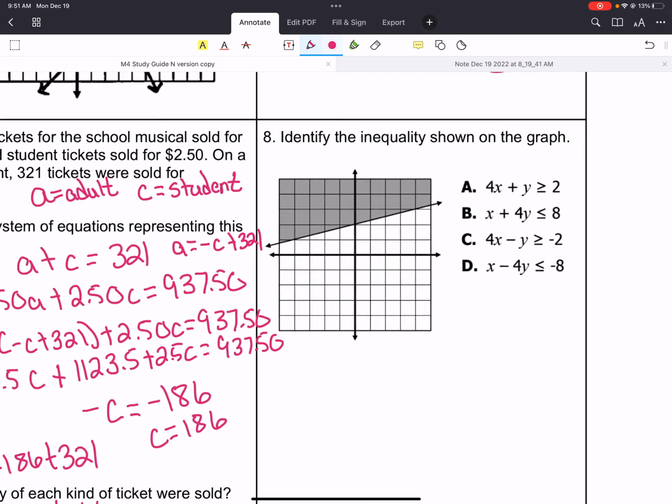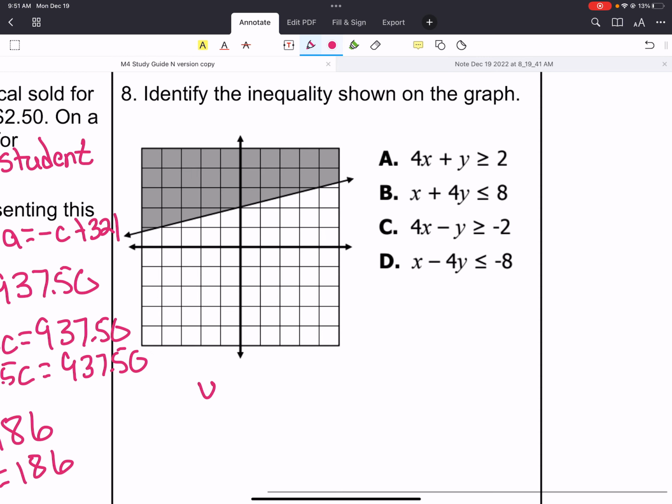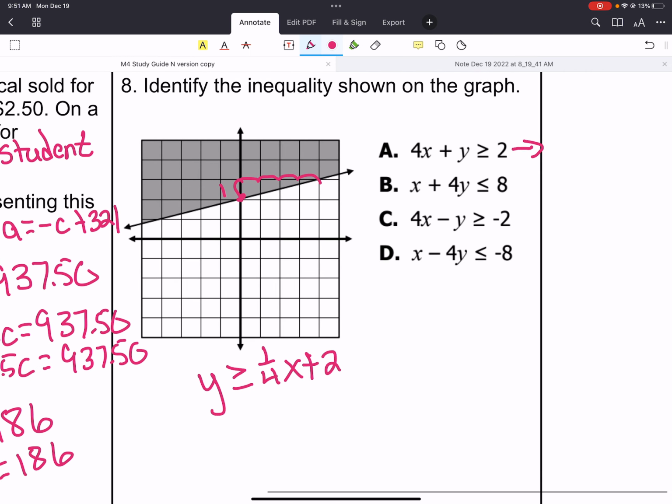For number 8, identify the inequality. What I like to do on this is write the inequality first. So y shaded above, and it's a solid line, so y is greater than or equal to. My y-intercept is 2. My slope is rise up 1, 1, 2, 3, 4, so 1/4 x plus 2. Then all I have to do is come over here and rewrite these into slope-intercept form. So this first one would be y is greater than or equal to negative 4x plus 2.